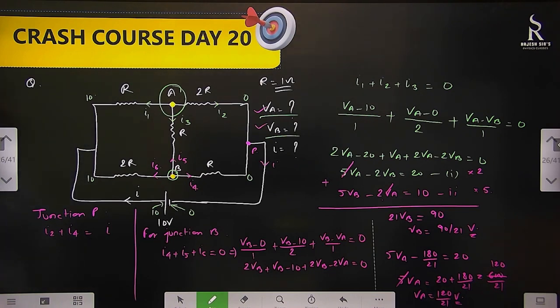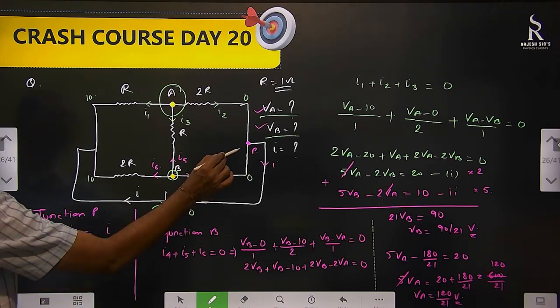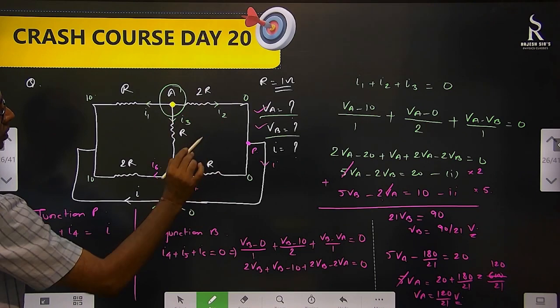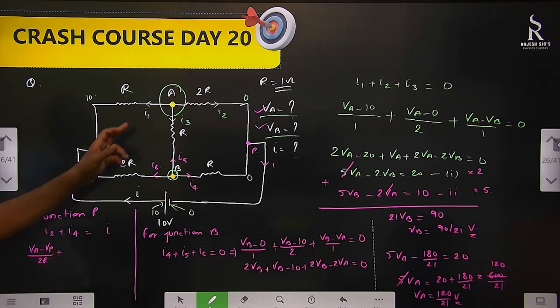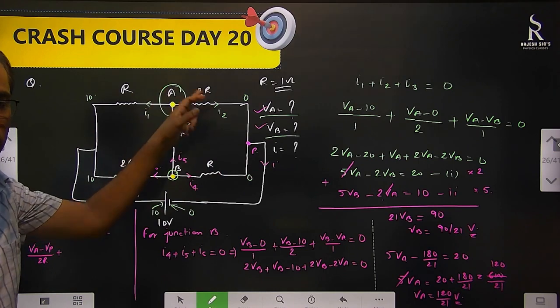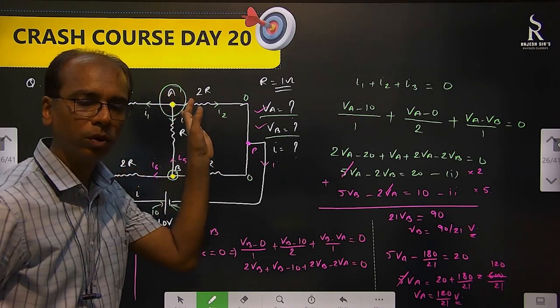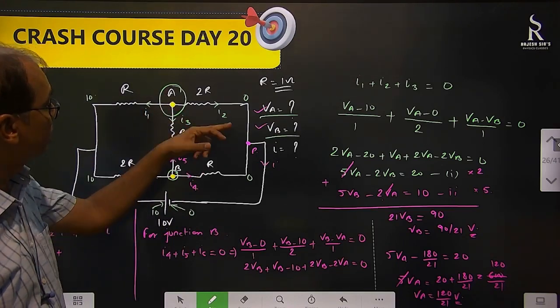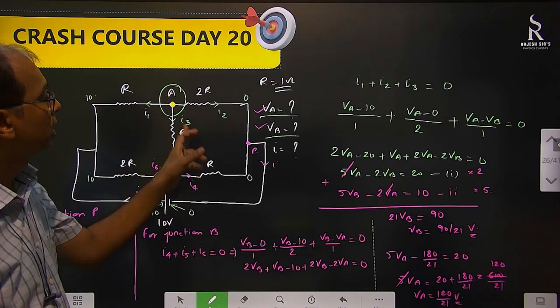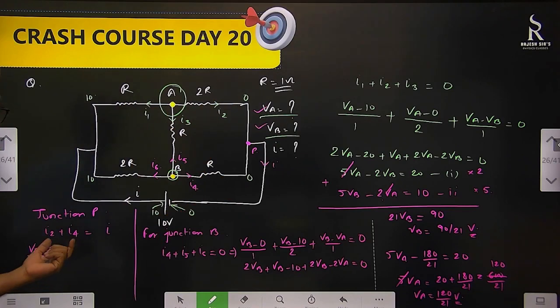Okay, so what is I2? I2 is VA minus VP by 2R. Plus, because these both are incoming I have taken, that's why I am taking VA minus VP. If we take outgoing, then VP minus VA we will take. In all other junctions we have taken always outgoing. Here it's coming inside, so that's why I am writing like this. Okay, so VA minus VP, same way, VB minus VP by R.